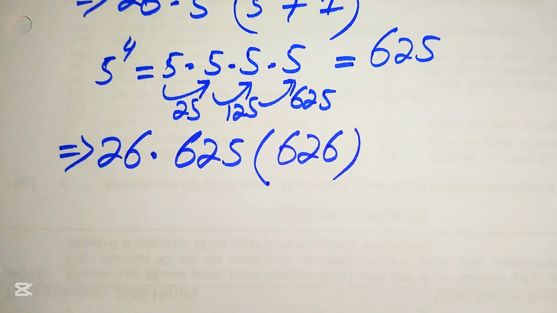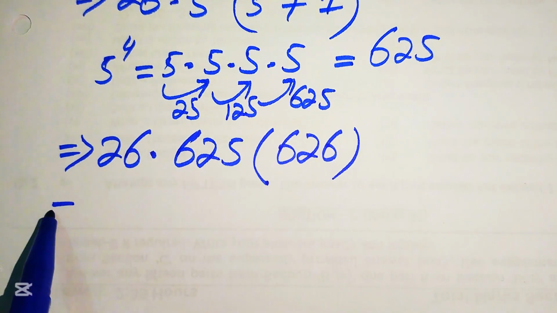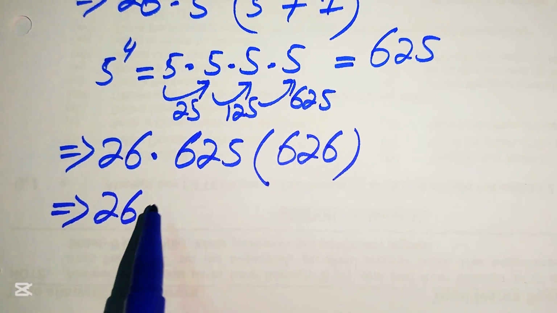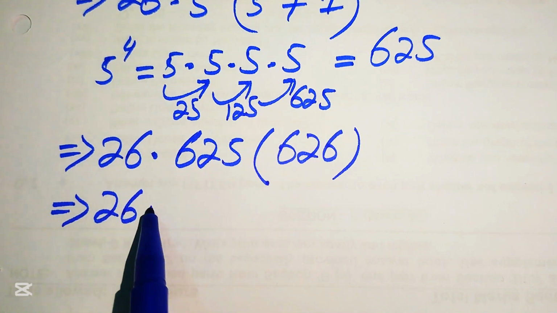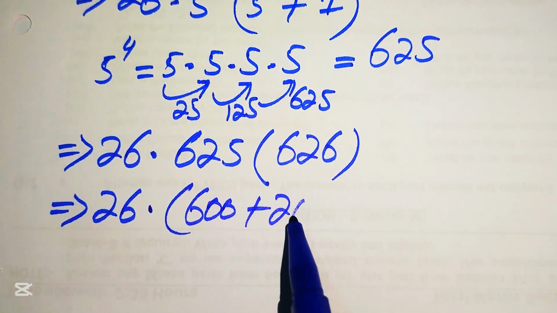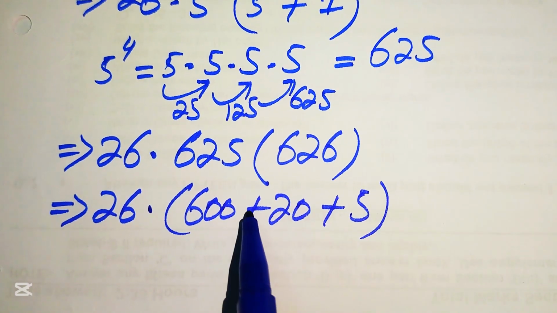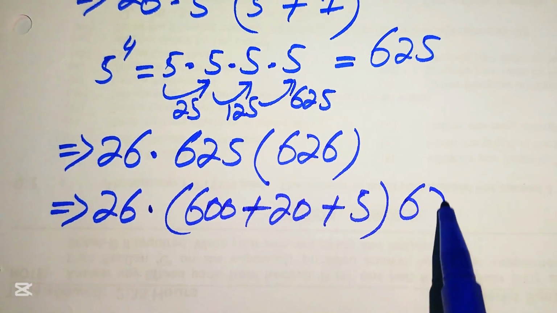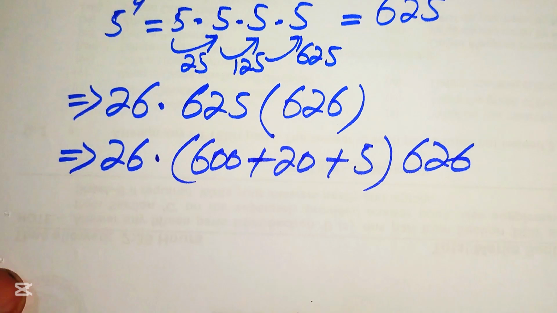626. So here we need to multiply these two values first, so in order to multiply these values we will break the 625 as 600 plus 20 plus 5, and this is our 626.